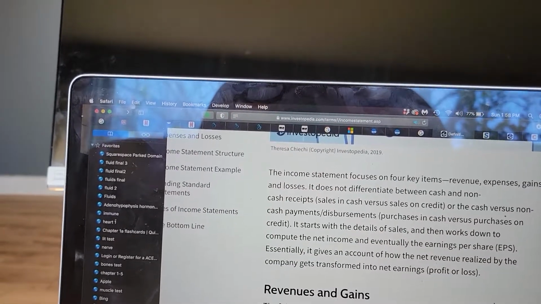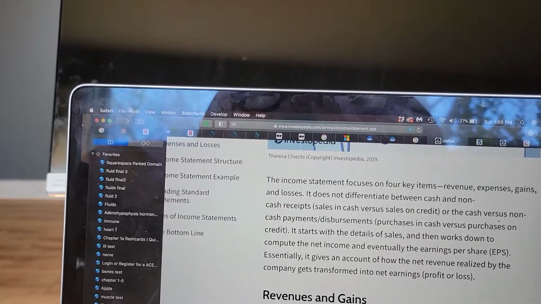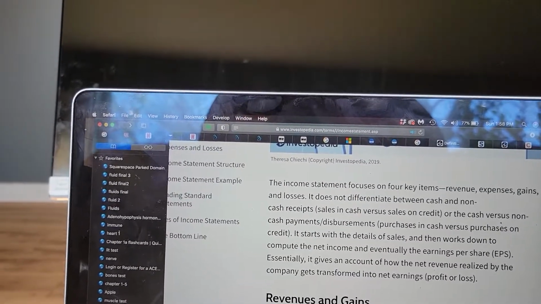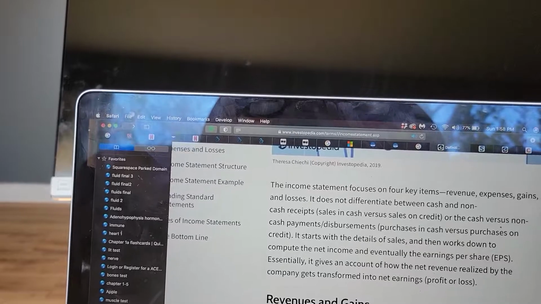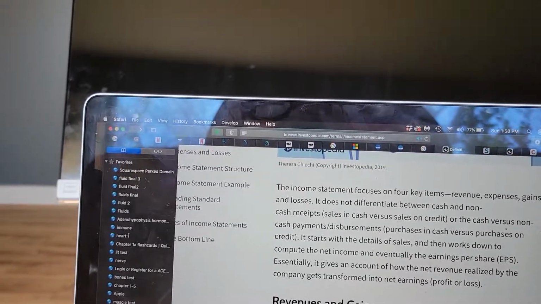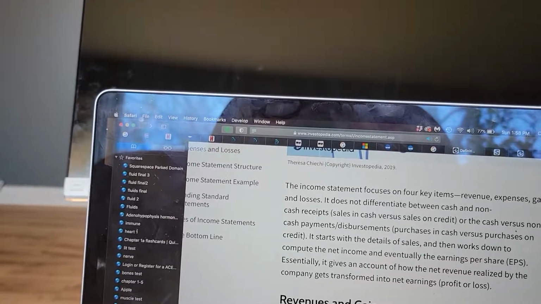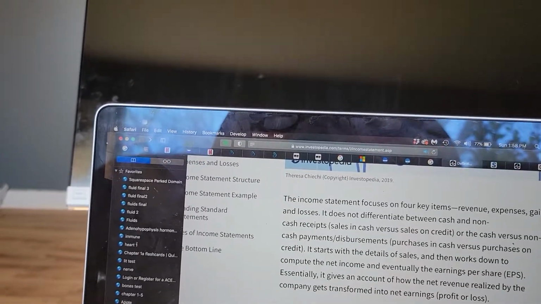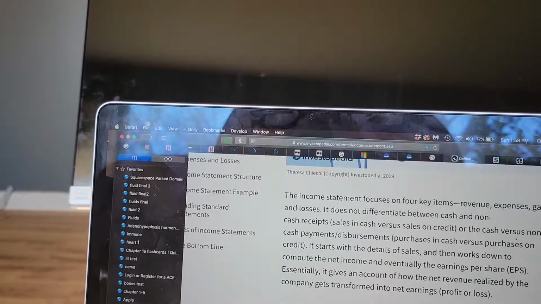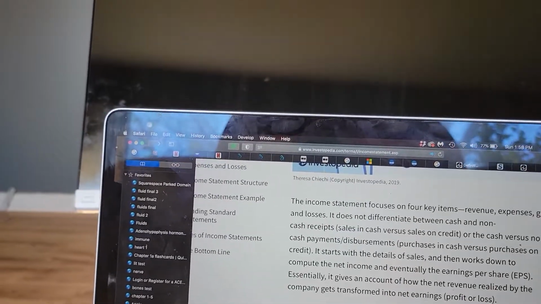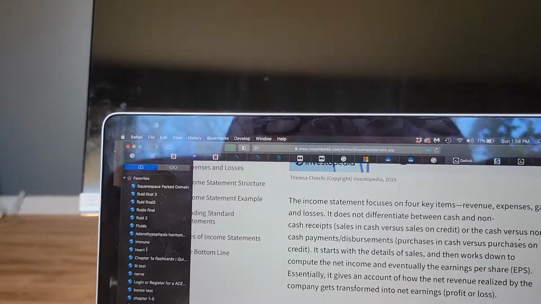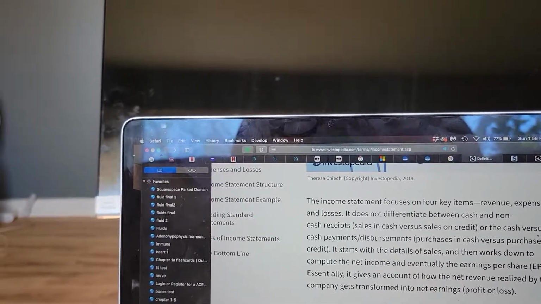Net revenue is the 4 items that I read off in the income statement. That's the revenue, expenses, gains, and losses. That is the net revenue. The net earnings is just like the average. It's just like one big thing that just says profit or loss, right?